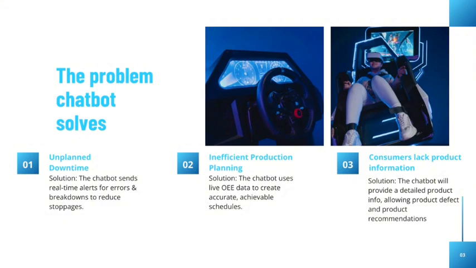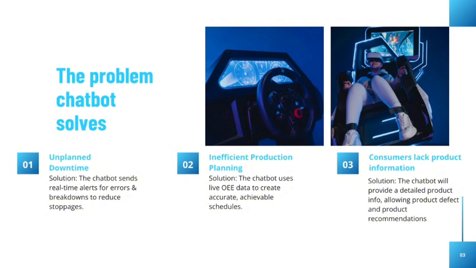Okay, next problem, inefficient production planning. Yes, a common one. The doc says it uses live OEE data, overall equipment effectiveness, to build schedules. So it's planning based on what's actually happening now. That seems to be the idea. Using real-time performance, availability, quality metrics, it should lead to much more achievable schedules, compared to just using historical averages, which might be way off. Precisely. Better resource use, maybe faster turnaround times.